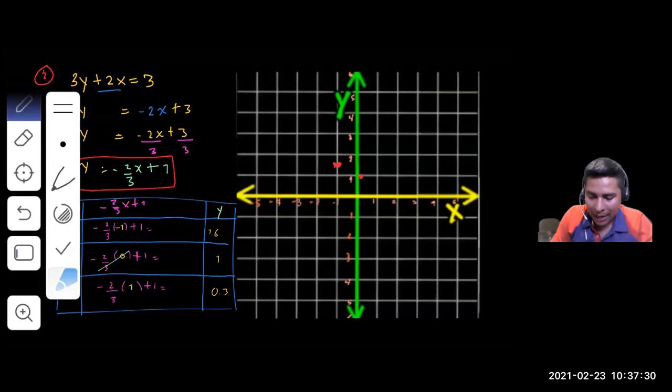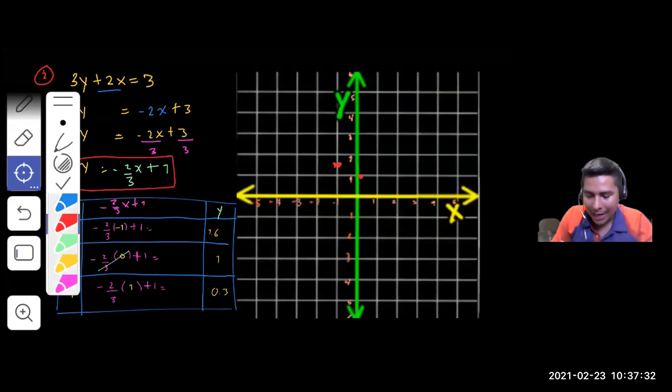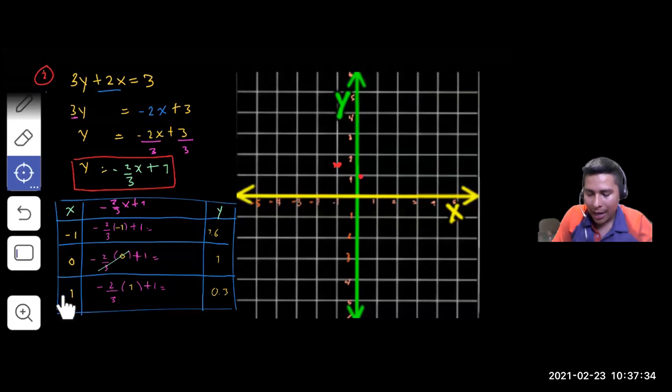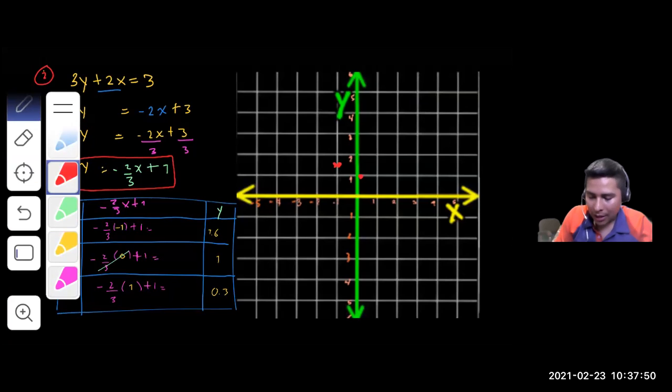The last point we're going to get is 1 for x. This is x: negative 3, negative 2, negative 1, 0, 1 for x, and 0.3 for y. 1 for x and 0.3 for y, 0.3 is going to be something like this, above the half.